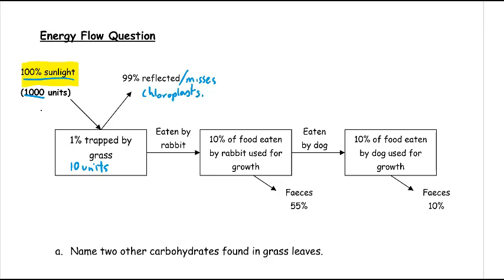That rabbit comes along and eats the grass, and 10% of the food eaten by the rabbit is used for growth. Now that is 10% of this 10 units, so that's only 1 unit which the rabbit can actually use for growth. The rabbit gets eaten by the dog, and 10% of the food eaten by the dog is used for growth. So that's 10% of that 1 unit, so it's 0.1 unit. So that is a tiny, tiny amount which is available to the dog. And hopefully this will give you an idea why it's rare that you have more than 3 trophic levels or even 4 trophic levels in a food chain.